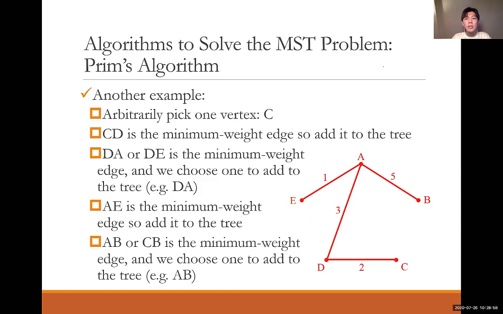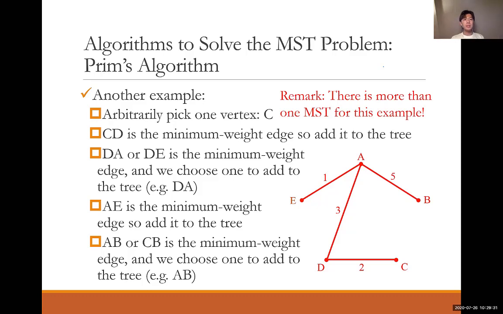Also a remark: there is more than one minimum spanning tree for this example, simply because we can choose between DA or DE, and also we can choose between AB or CB. So it seems that there should be 4 different minimum spanning trees for this example, but all of these minimum spanning trees give us the same minimum distance for our railway network.